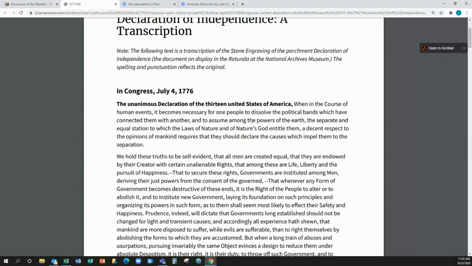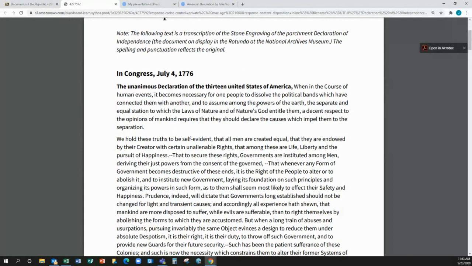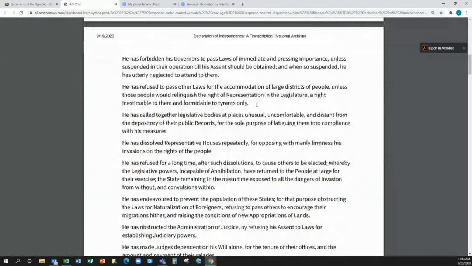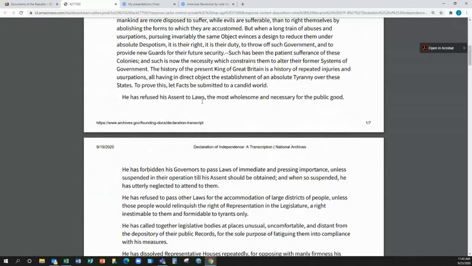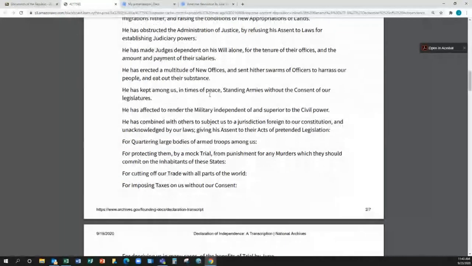And so you have here Thomas Jefferson again writing very famous language. We hold these truths to be self-evident. But this is your reason right here. The first paragraph is kind of like your thesis statement. This is why we're doing this, and here's why. Okay? And so when you look through, you see he has refused to assent to laws. He is King George III. Okay? So all of these are like the most famous Dear John letter in history, right? We're breaking up with you because of all of these reasons.